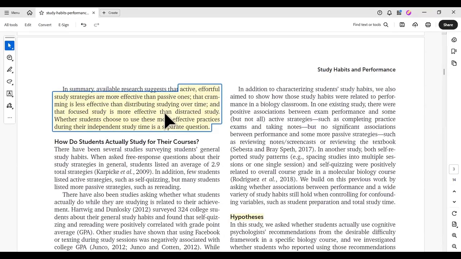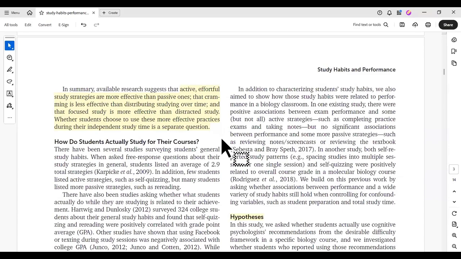So at the end of that first little section, they have a summary, available research. The background says active, effortful study strategies are more effective than passive ones. Cramming is less effective than distributing study over time. Cramming is a term that's used for studying really hard at the last minute, pulling an all-nighter, memorizing everything, hoping for the best. Focused study is more effective than distracted study. Whether students choose to use these more effective practices during their independent study time is a separate question.